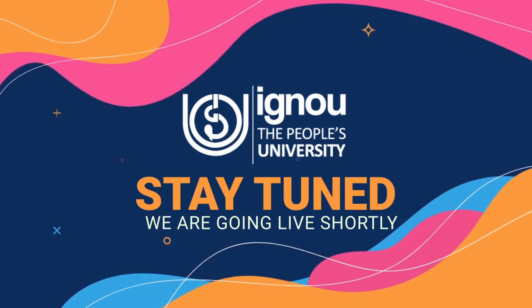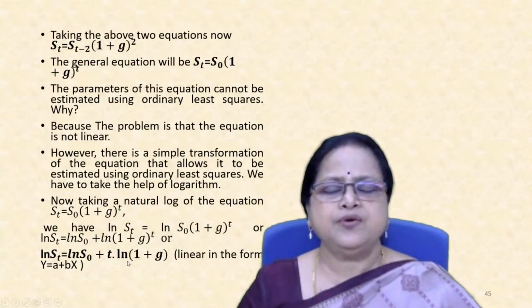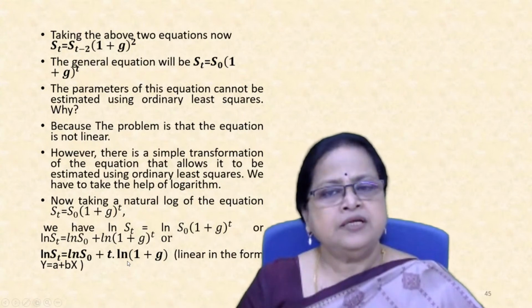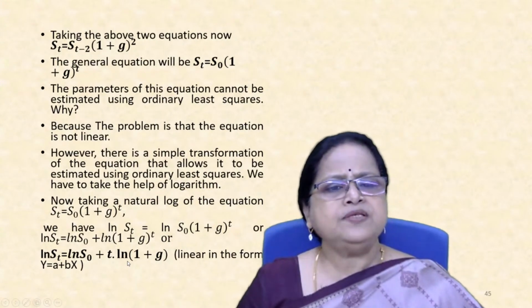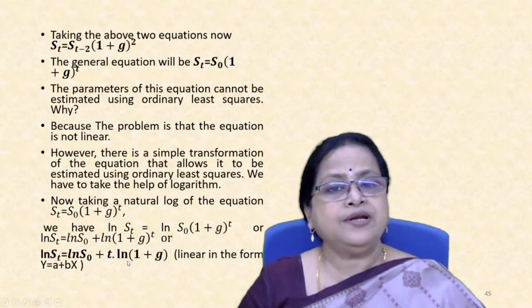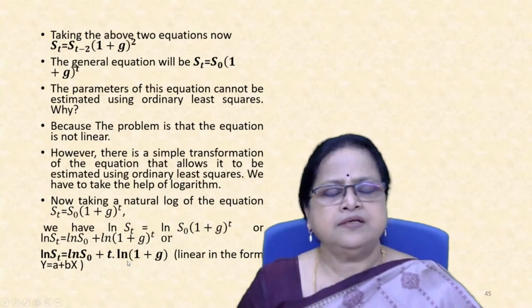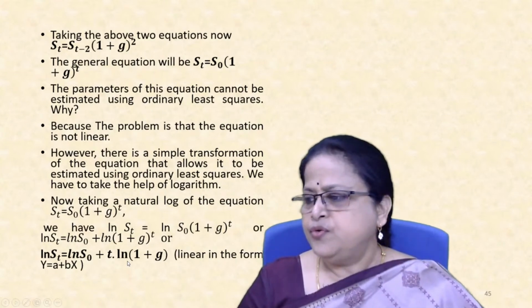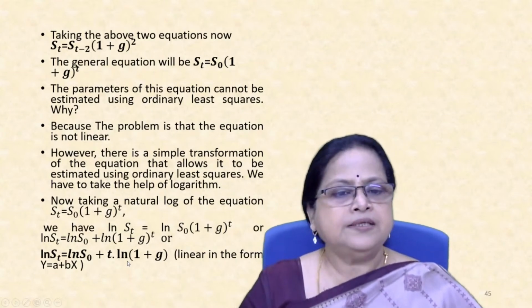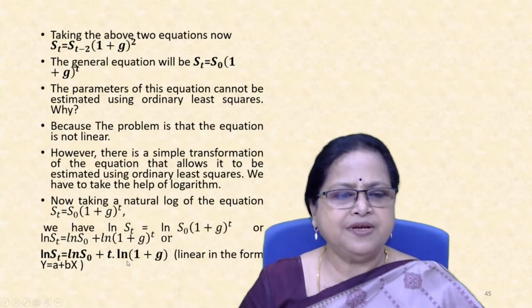equation anymore. So the parameters of this equation cannot be estimated using OLS because it is not linear. OLS is possible only when there is a linear relationship between x and y. So because the equation is not linear, we cannot solve this problem here. However, we can convert it to, say, a logarithmic function.